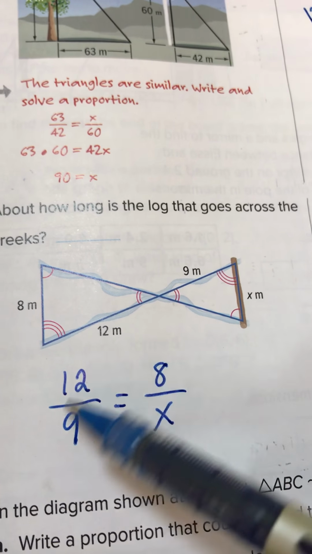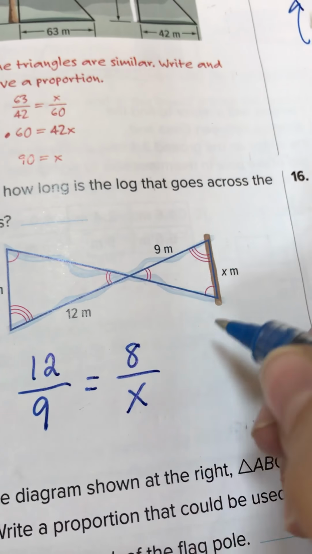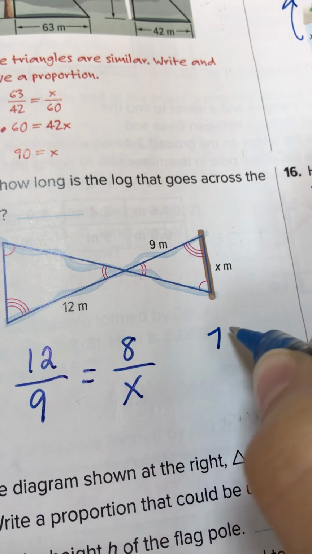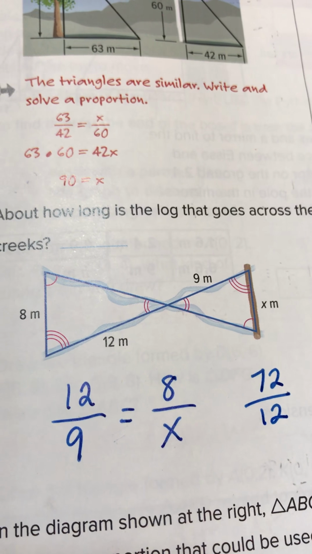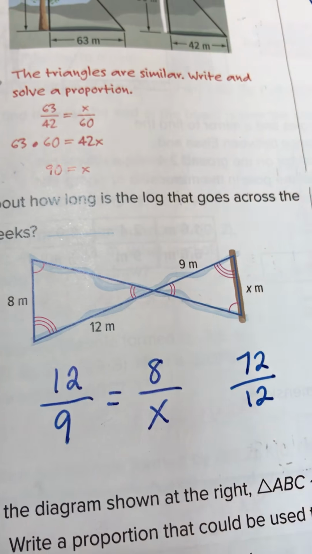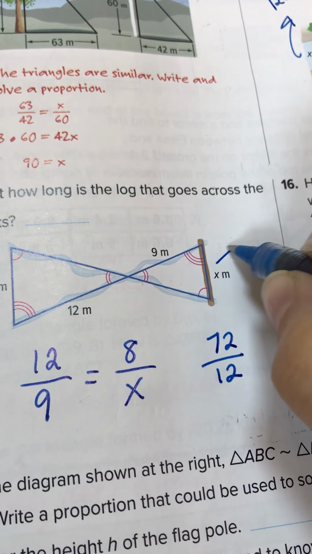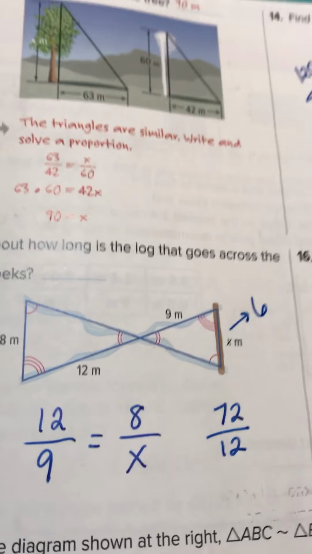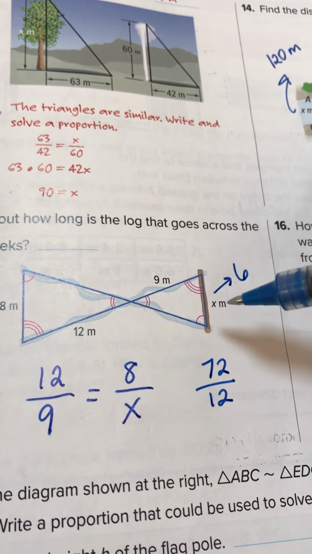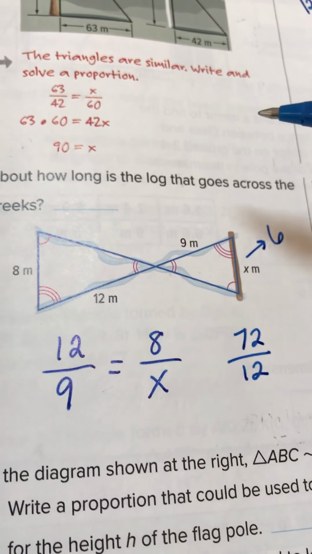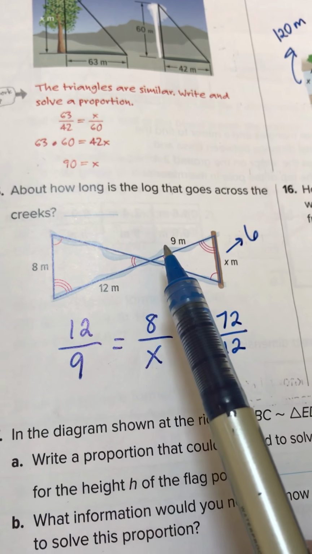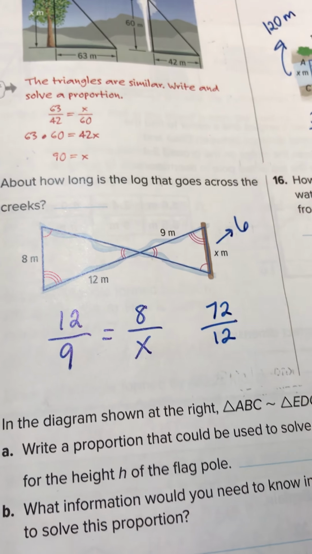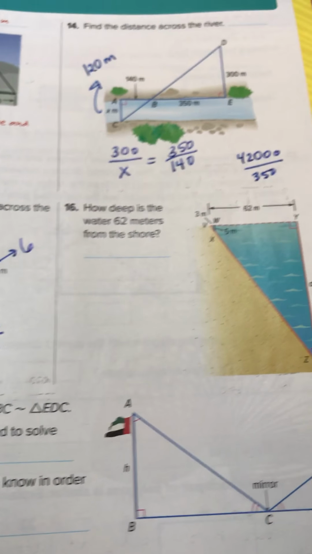And again, we're going to multiply here. So we have 8 times 9, which is 72, and then divide by 12. 72 divided by 12 gives us 6. So that means that the x is 6, and this log is 6 meters. Again, let's check to make sure that makes sense. 12 is bigger than 8, so 9 should be bigger than 6, and it is. Okay, so 6 is our answer on this one.